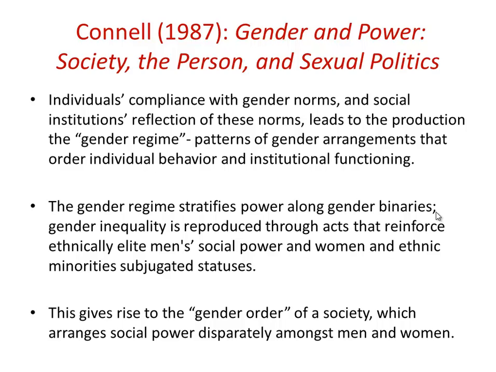So Connell argues that the gender regime stratifies power along gender binaries, so between men and women. Gender inequality is reproduced through acts that reinforce ethnically elite men's social power and women and ethnic minorities' subjugated statuses. This, Connell argues, gives rise to a gender order of society, which arranges social power disparately among men and women, privileging some men at the exclusion of others, women and other sexual minorities.